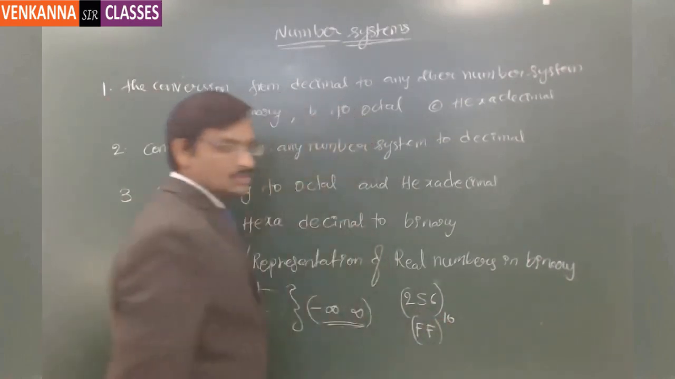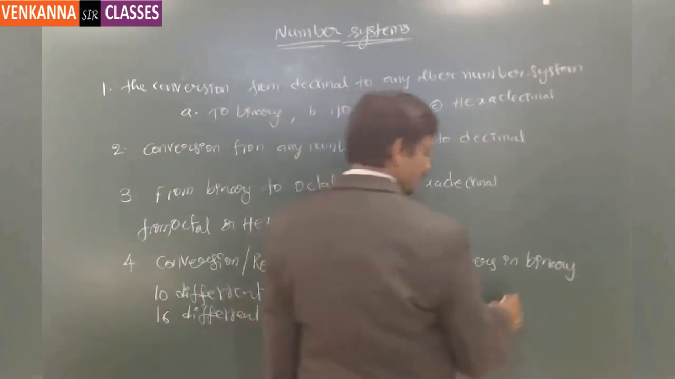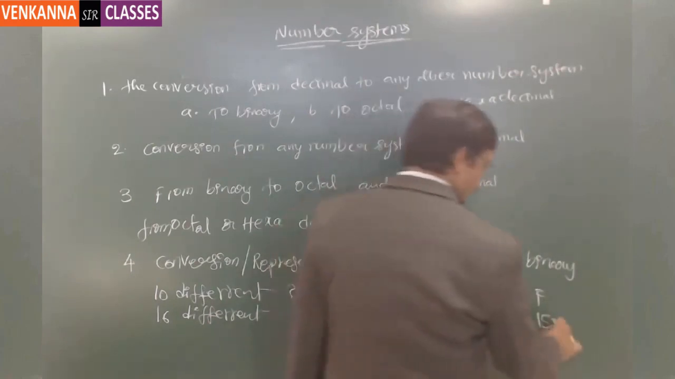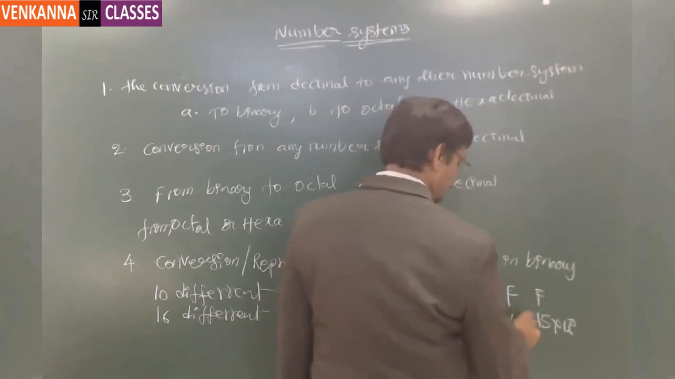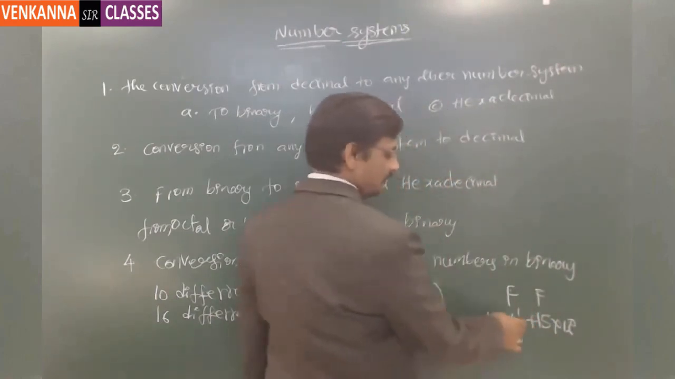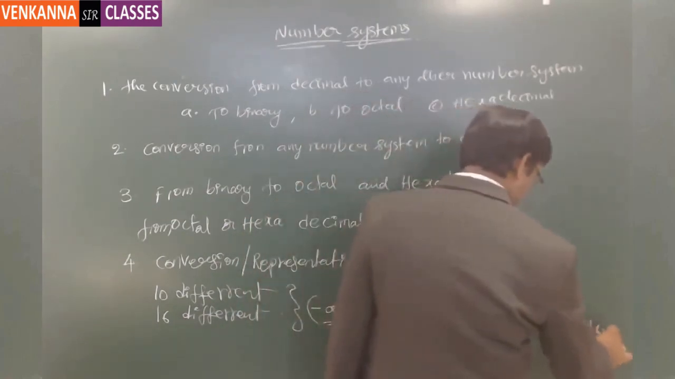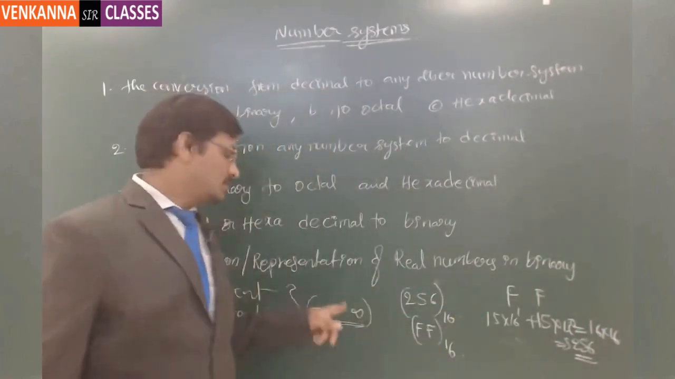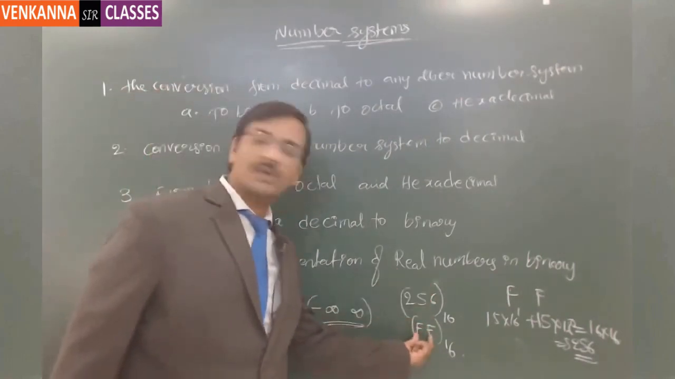FF base 16, the hexadecimal number system which you can make use of. So F and F. This F is nothing but 15 in our decimal number system, so 15 into 16 power 0 plus 15 into 16 power 1. So this is 15 into 16 plus 15, which is 16 into 16, equal to 256. Hence, you are using only two different digits to represent the decimal number 256.